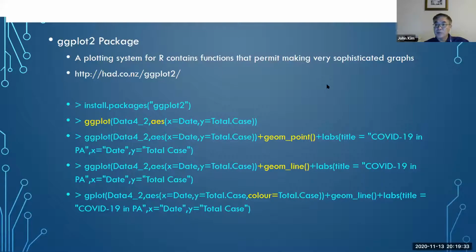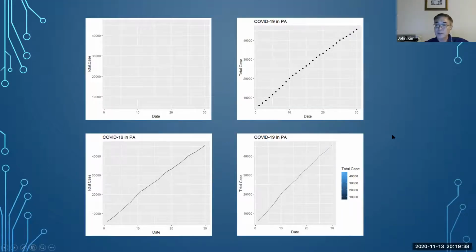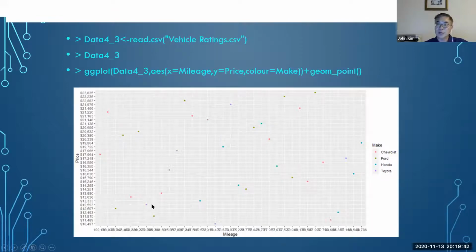And then use, so we draw like this. And then use a different data set and try to draw a different type of scatter plot. So first import this vehicle ratings data set and then put this data set in data 4-3. Okay, let's go.